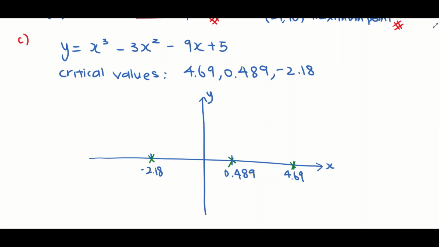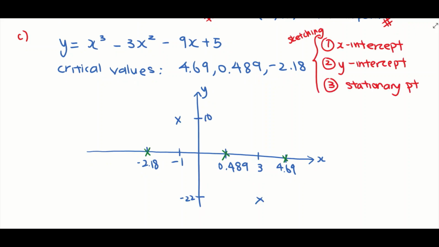Next is to do my maximum minimum point. So I've already indicated my x-intercepts in green. My stationary points, minimum, maximum. And there's a last one, which is the y-intercept. So for y-intercept, just make x equals 0. Once you do that, you realize that it cuts at 5.